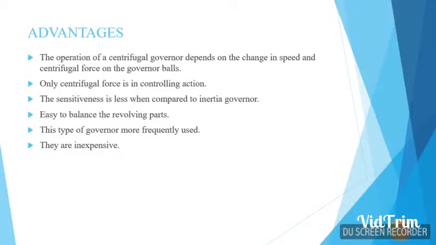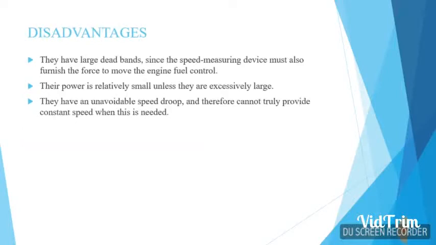Let's have a look at the advantages of a flyball governor. The operation of a centrifugal or flyball governor depends on the change in the speed and centrifugal force on the governor balls. Only centrifugal force is used in the controlling action. The sensitiveness is less when compared to an inertia governor. It is easy to balance the revolving parts. This type of governor is more frequently used and is inexpensive.